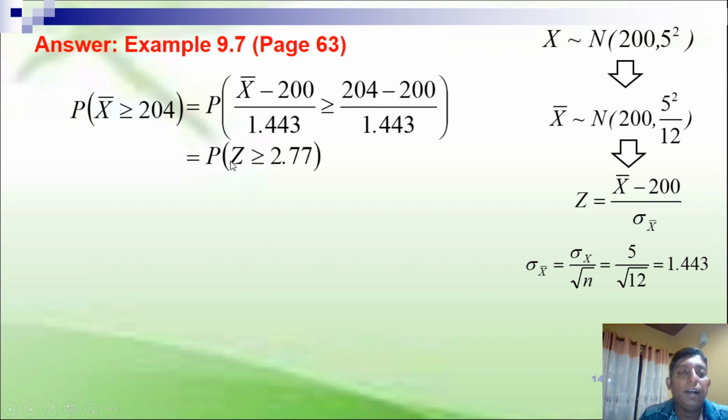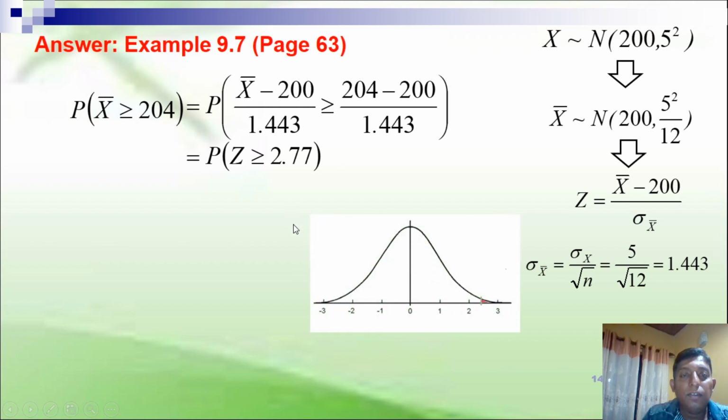Then finally you need to find the probability of z greater than or equal to 2.77. Just draw this using the standard normal distribution, with mean equal to 0 for the standard normal z curve. Now this is the required area given here: probability z greater than or equal to 2.77. I think we can place 2.77 somewhere here. Then we need to find that probability.